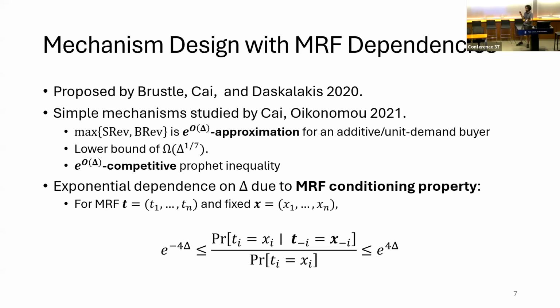And also another thing we might ask is why is this e to the order delta term appearing in these approximation factors? And the short answer is that's due to this kind of MRF conditioning property, which says that if you look at one entry in our MRF and we look at its marginal distribution, when we condition that marginal distribution on the values of all other entries, it can change by at most a factor of e to the delta when compared to its unconditional distribution. And this e to the delta is what essentially induces this e to the delta factor in our approximation.